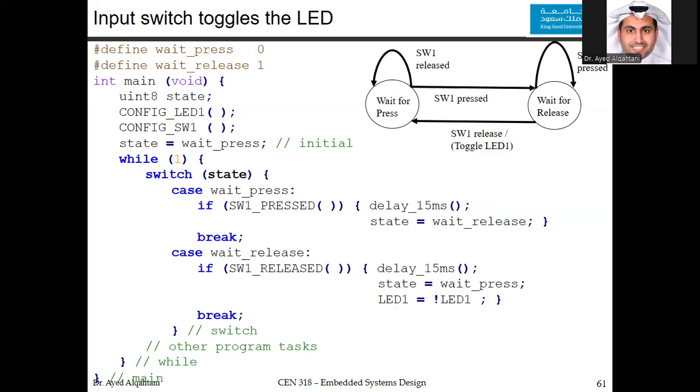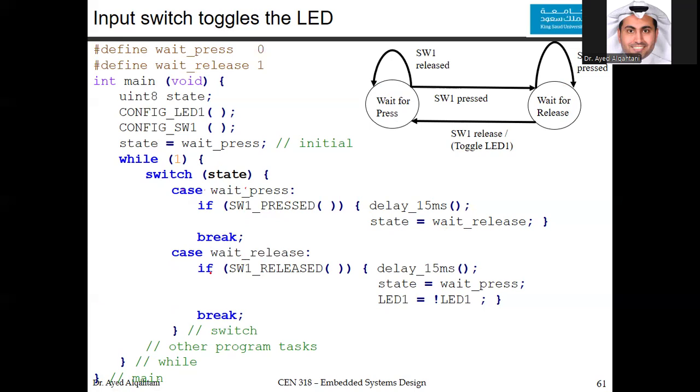Let's say that now nobody touched the switch. You go here in the while loop. Nobody touched the switch. You go here. You are waiting for the press, which is the first initial state. Anybody pressed? No. You break, you go back. Anybody press? No, you break, you go back, and so on, until somebody press. Let's say somebody press and hold his press. So somebody press, yes. Then what happens is you go to the wait release, which is this one.